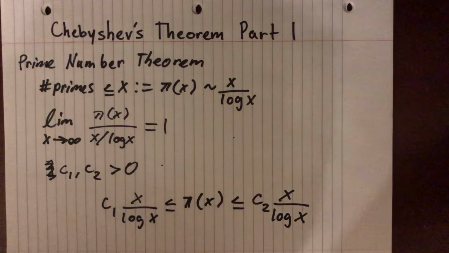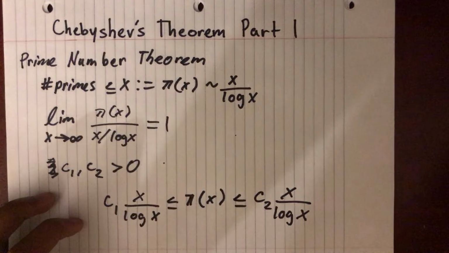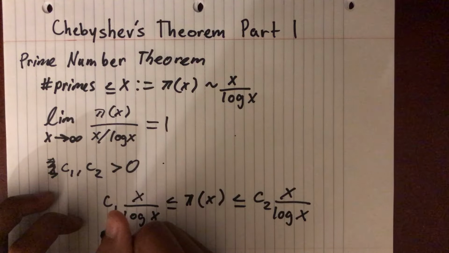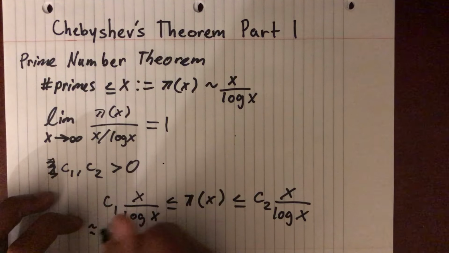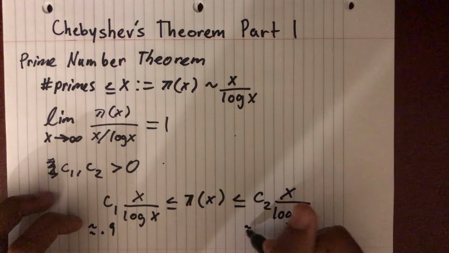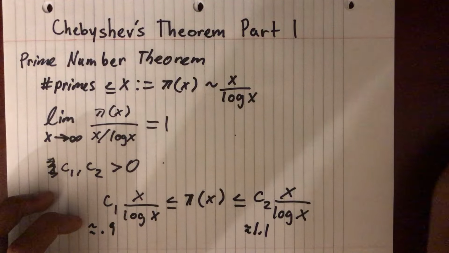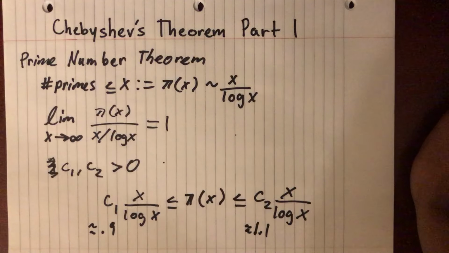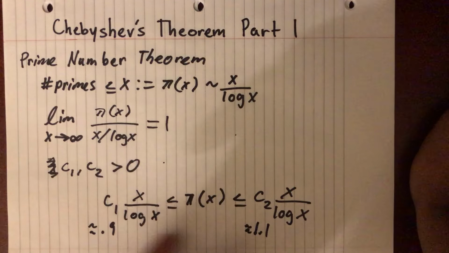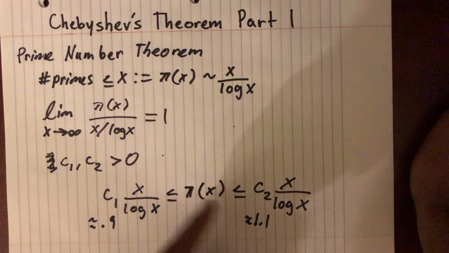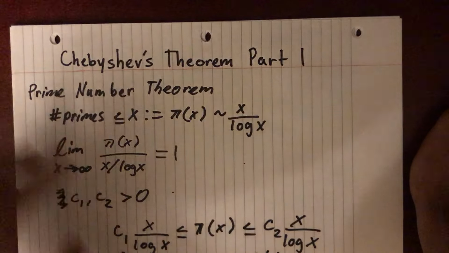So I think when Chebyshev was actually proving this theorem, his constants C1 and C2 were really good. This one was maybe around 0.9, I want to say, and this one was around 1.1. And so basically these are both close to 1, so it was pretty close to the prime number theorem.